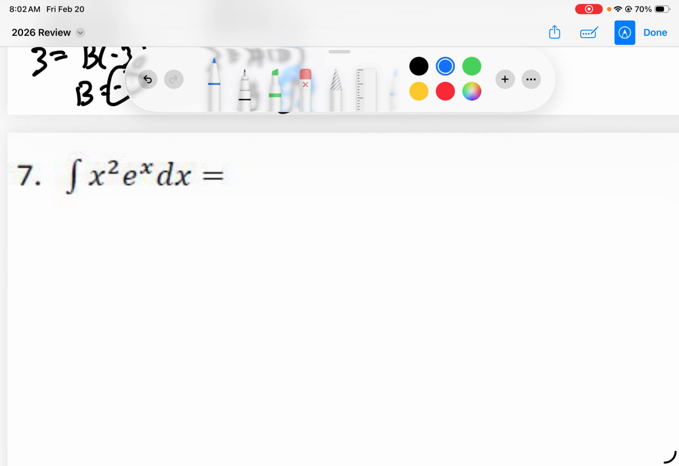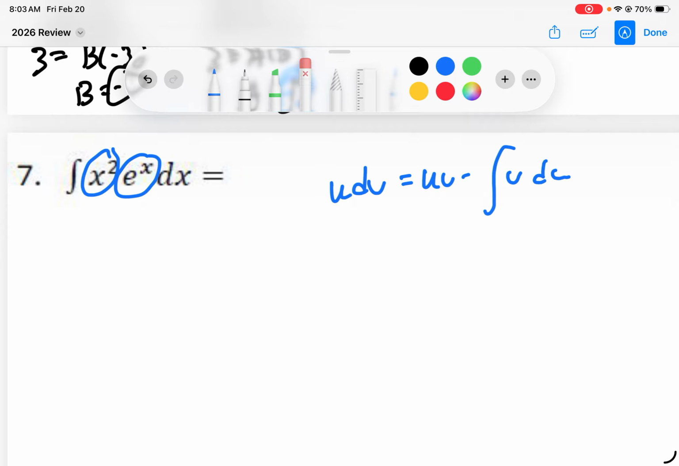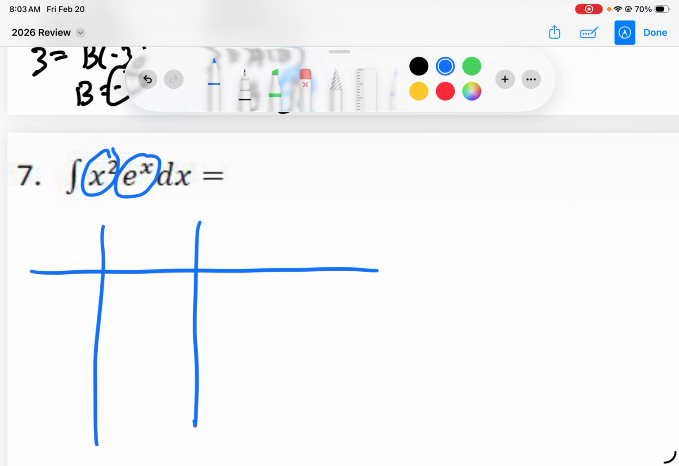I wouldn't do partial fraction decomposition because it's not a fraction. I wouldn't complete the square because there's no polynomial that can be rewritten as a perfect square. This one, I've got a function times another function. I don't really remember this formula: the integral of u dv is uv minus the integral of v du. You could do it that way, but this tabular method is so nice, and it usually works. We talked about when it works and when it doesn't.